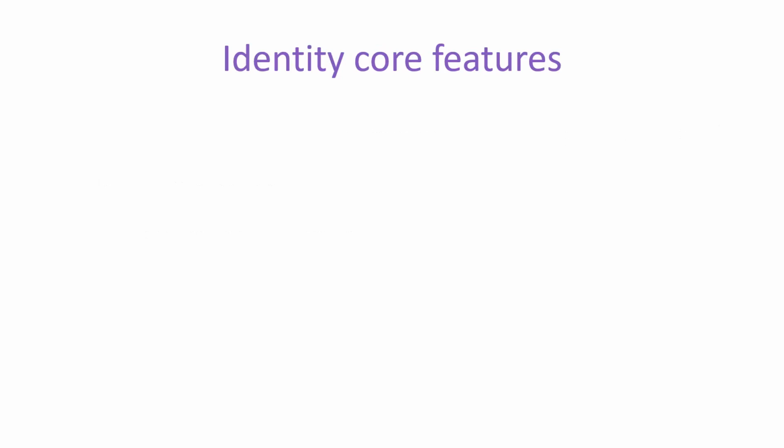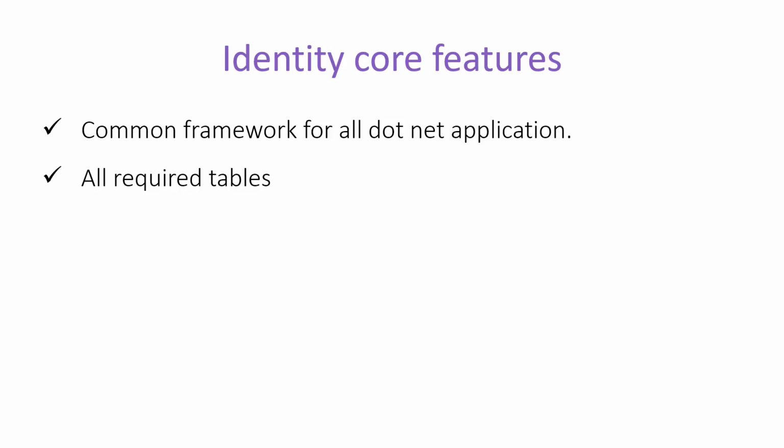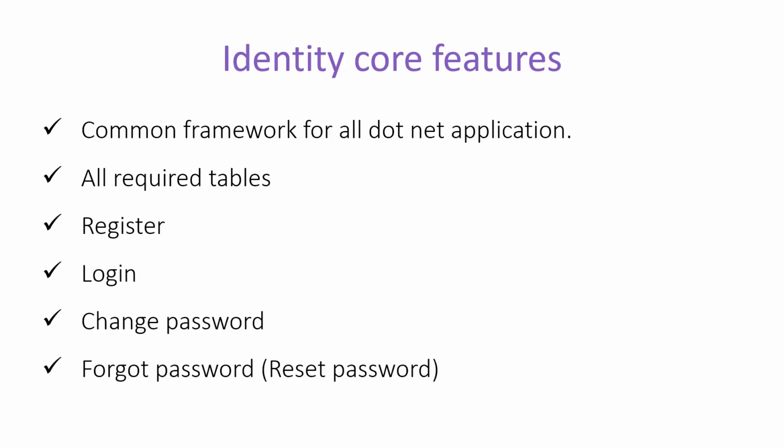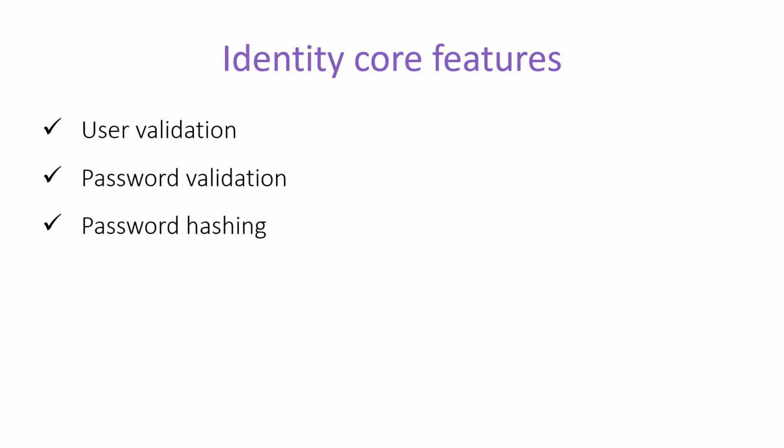Now let's quickly have a look on some core features of this identity framework. This is a common framework for all .NET applications. All the tables that are required to work with the authentication and authorization are provided by this identity framework. So you do not have to create any extra table by yourself. Everything is created automatically. Then we can register a user, login a user, change password, forgot password, user validation, whether it is a valid user or not, password validation, whether the user has entered a correct password or not, password hashing.